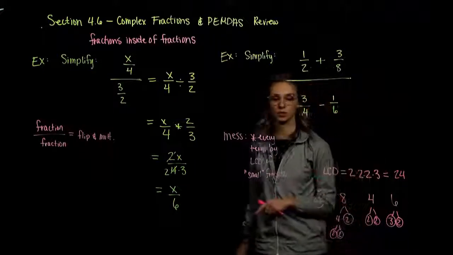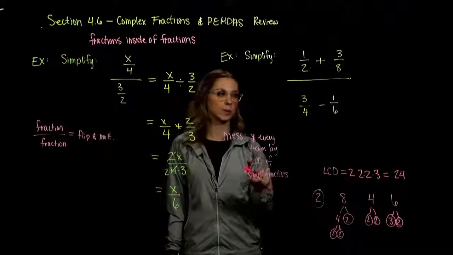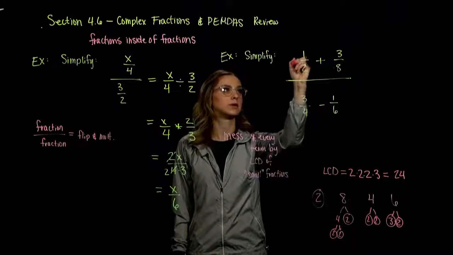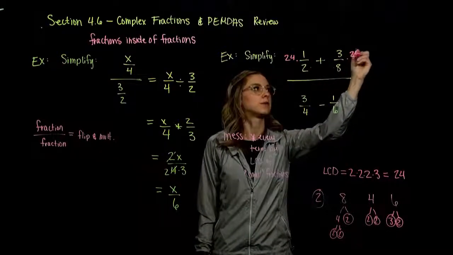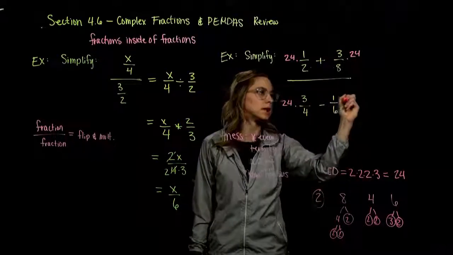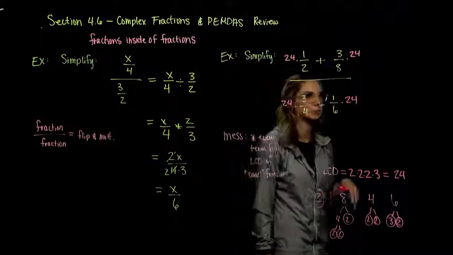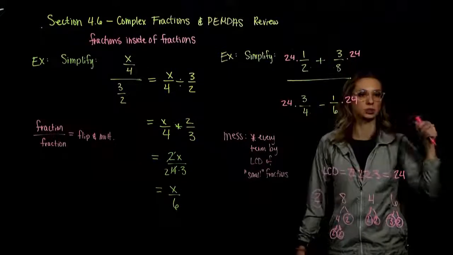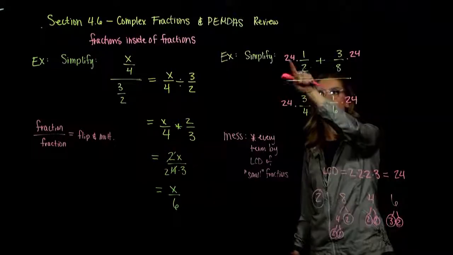So what do we do with that LCD? We multiply every single term everywhere by that LCD. So this one times 24. This one times 24. This one times 24. And this one times 24. And why are we allowed to do that? I've got 24 divided by 24, which is what? 1. So we're just changing what these look like. Same story over here.